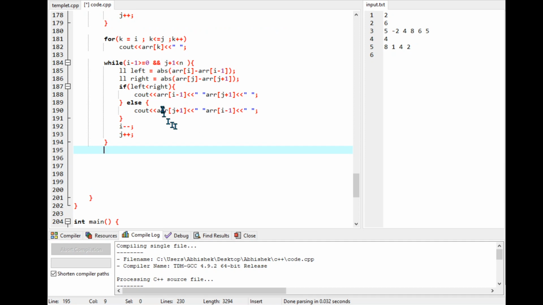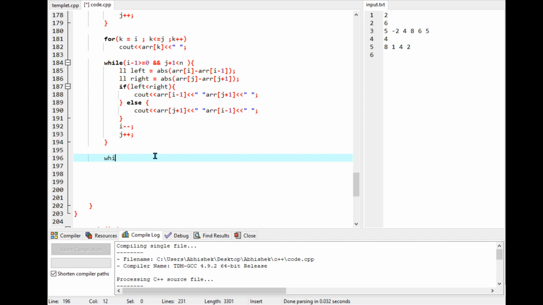So I think we have done it right. When i would be 1, this would be happening, and when i would be 0, this won't be happening, and when j would be n minus 1, this would be happening. j should be less than n. Okay, I think this is right. And after this point, if there is something left, then while i is greater than or equal to 0, cout array of i. That means just one of these would be happening.